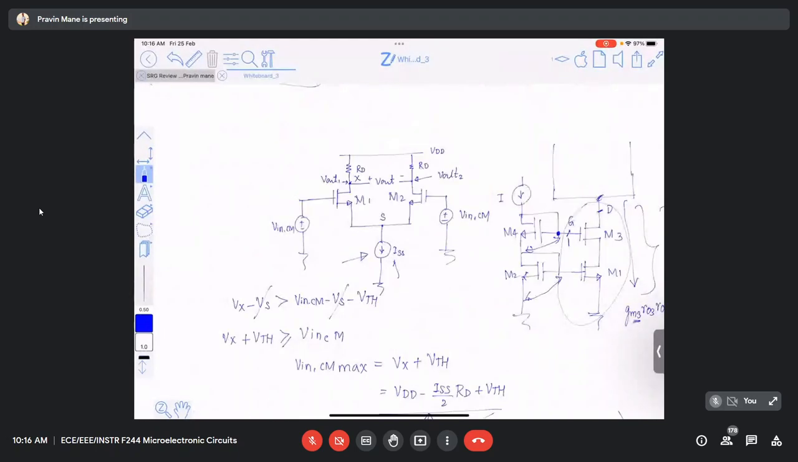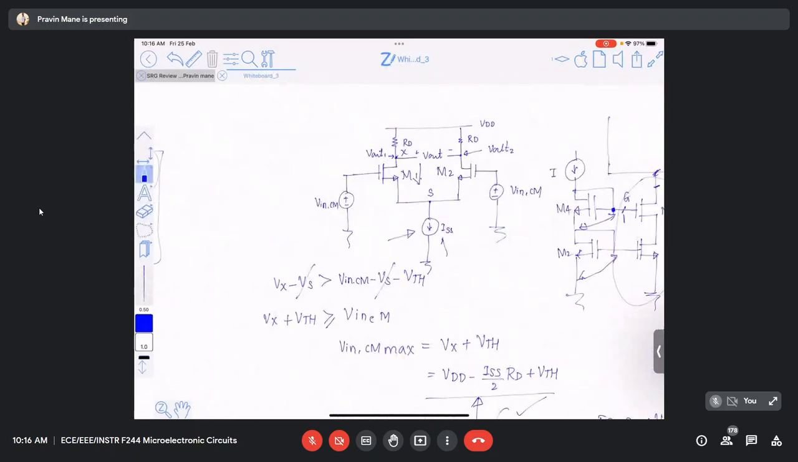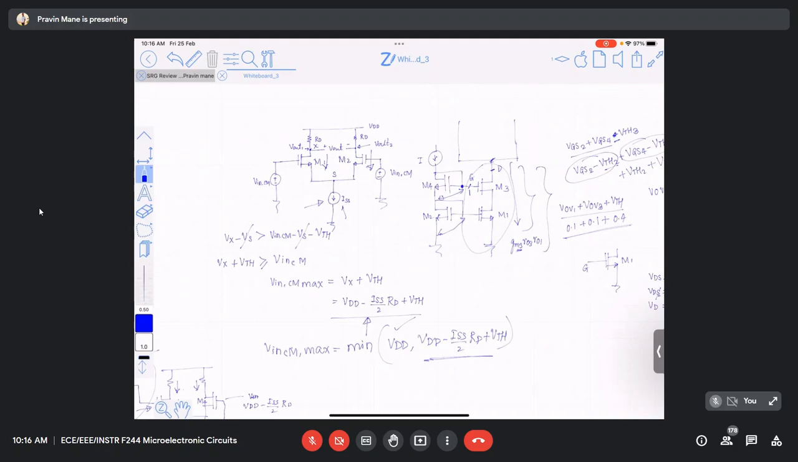Okay. Because we are considering the current direction, current direction is always here, right? V in CM is a positive value. Current flows from drain to source, right? Current cannot be in the opposite direction. In NMOS, if the current flows in the opposite direction, the names of the terminals will change, right? Okay, so this is the maximum value of V in CM.